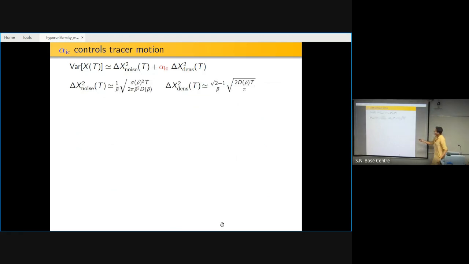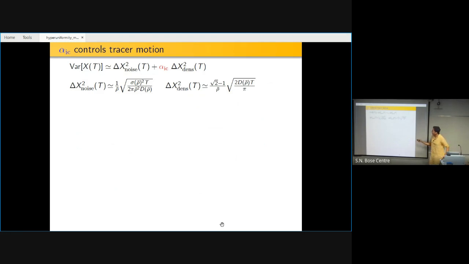And what do I have? This noise contribution, in terms of the transport coefficients D and sigma, is essentially this. And if I look at the other quantity, x squared from the density, these are the two results. Now I want to test this hydrodynamic theory through a microscopic model.